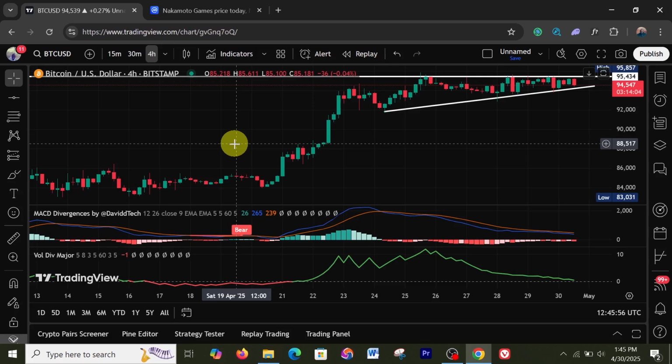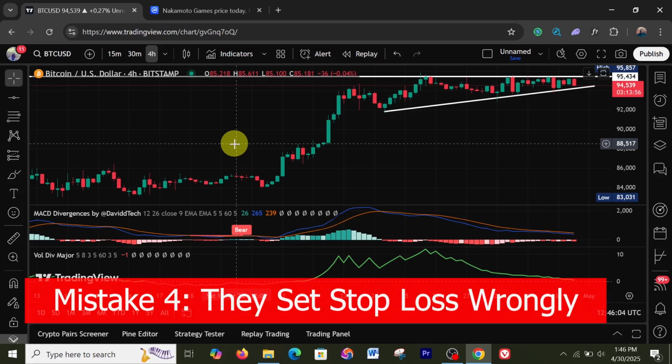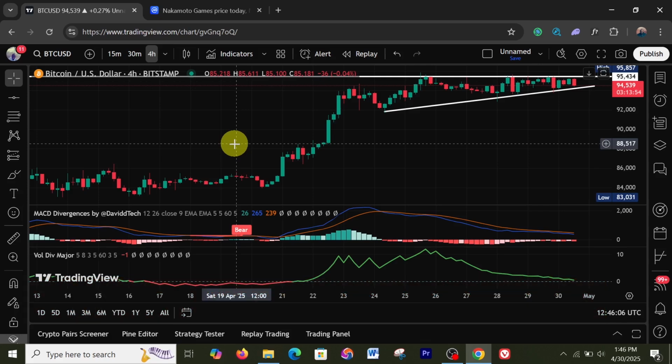So the fourth mistake people make is that they set stop loss wrongly. A lot of people's stop loss is too tight because they actually don't know their numbers. Imagine somebody using $1,000 to trade and the stop loss is just $2. That's crazy. In such a case, stop loss should be at least $10 to $20, at least $10. Ideally, it should be $20 because $20 is 2%, which is okay.